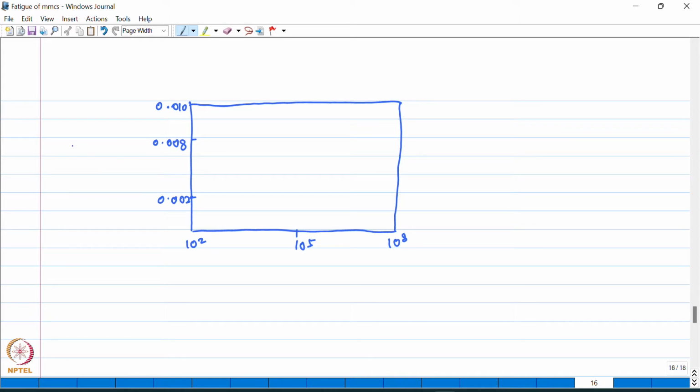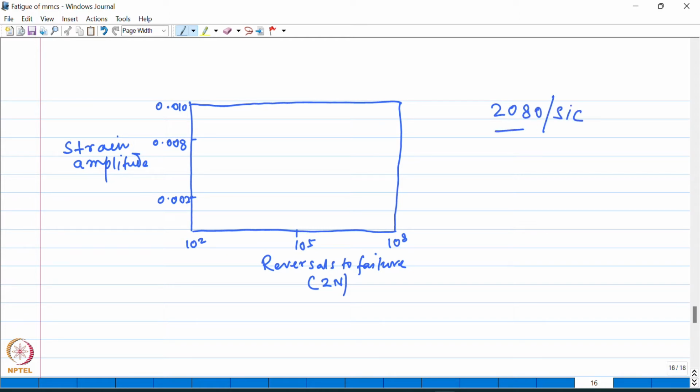So here the y-axis is strain amplitude, which is plotted against reversals to failure. So for this material, in T4 condition, the fatigue curve would look like this in comparison to the unreinforced alloy.